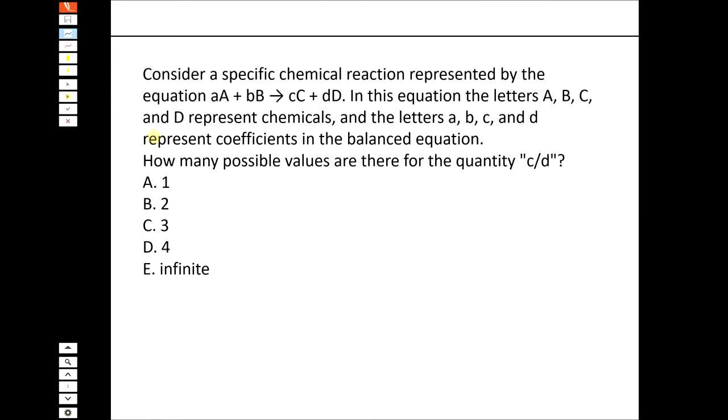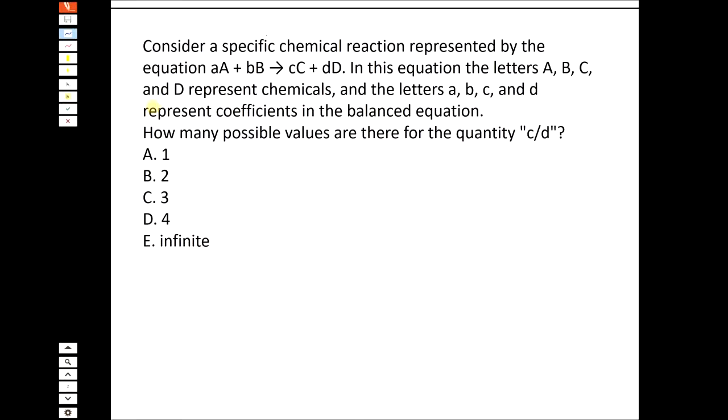So there were some problems on this assignment that dealt with balancing chemical equations, and we did pretty well on that for the most part. But here's one that I want to cover that's a little bit more conceptual in nature. We have a chemical reaction represented in a very generic way. It says specific chemical reaction, but it's actually not very specific because it doesn't have real numbers or real chemical species represented. It's just A plus B goes to C plus D with some coefficients. The capital letters are the compounds or elements in the reaction, and the small letters are the coefficients.